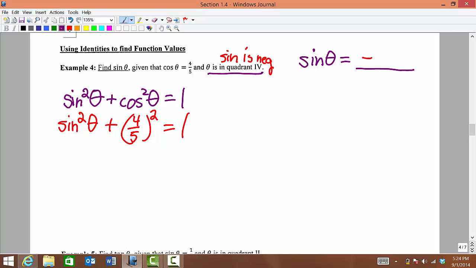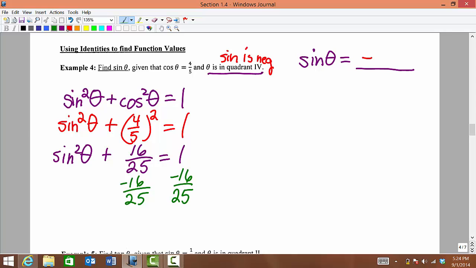And now we have an equation that we can solve for sine. So sine squared theta plus, and we will square 4 over 5. That would be 16 over 25, is equal to 1. Now we can subtract 16 over 25 from both sides of our equation. And we know that when we subtract, we do need to have a common denominator. If I was to write 1 with a denominator of 25, of course that would be 25 over 25. So now we have that sine squared theta is equal to 25 minus 16, which would be 9.